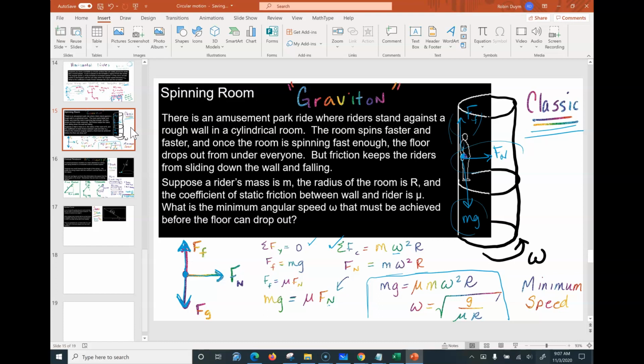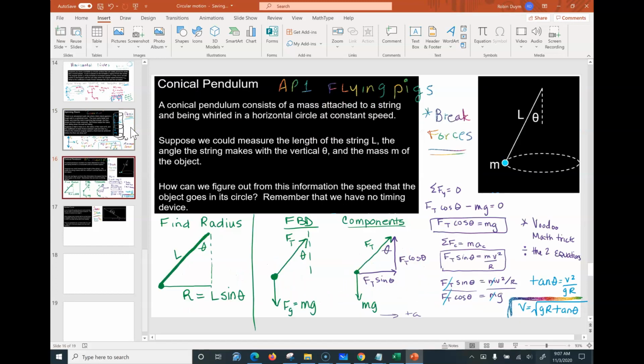All right, another classic. This is for the AP1 kids. You probably had lots of fun doing the flying pigs lab, yes?